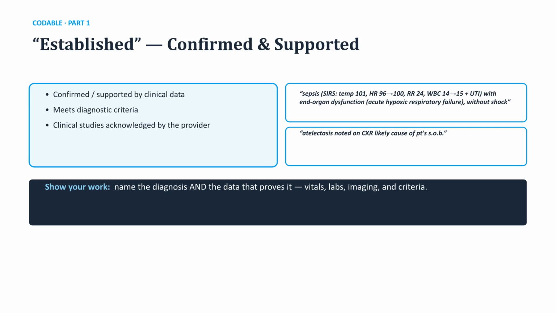To establish a diagnosis, show your work. Support it with clinical findings like vitals, labs, imaging, or specific diagnostic criteria. For example, documenting sepsis with specific SIRS criteria and the source of infection demonstrates that the diagnosis is supported, moving it from a suspicion to an established, codable fact.